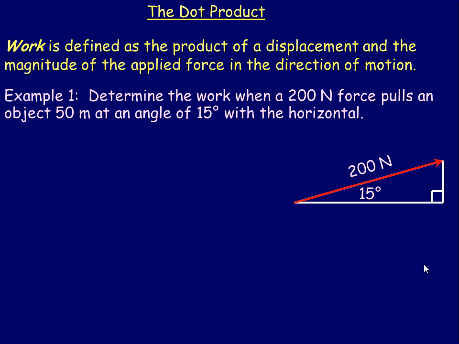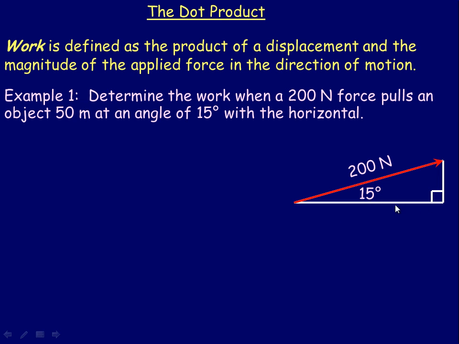In this lesson, we'll take a look at the dot product, which is loosely a way of multiplying vectors. We're going to start with an example, then we'll talk more about the dot product starting on the next page. Work is defined as the product of a displacement and the magnitude of the applied force in the direction of motion. In this first example, we have an object that's going to be moved with a 200 Newton force, a distance of 50 meters.